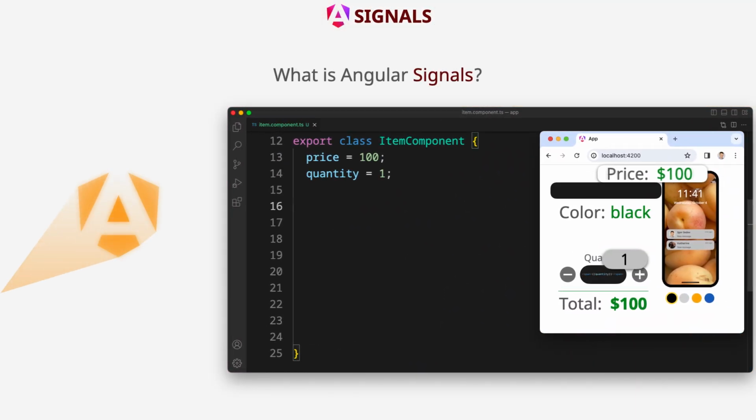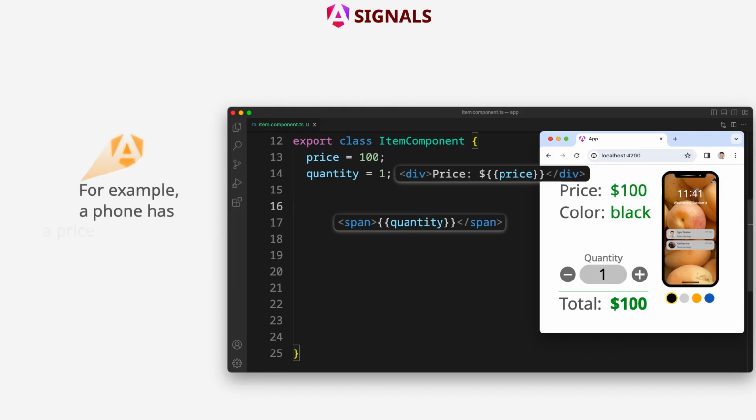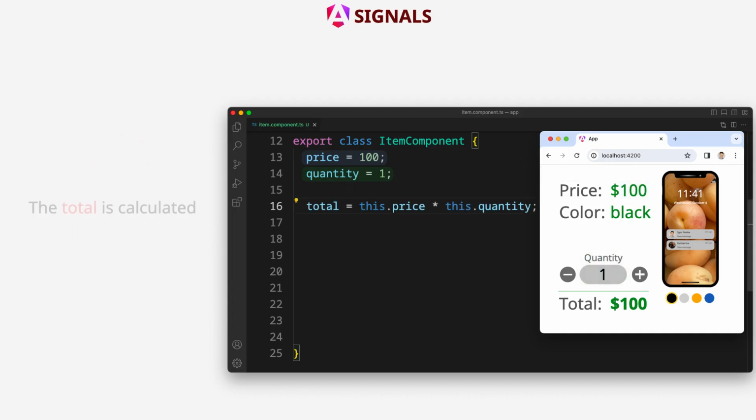What is Angular signals? For example, a phone has a price and a quantity. The total is calculated by multiplying the price by the quantity.